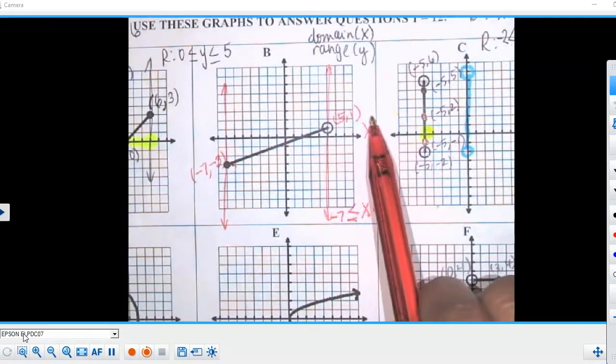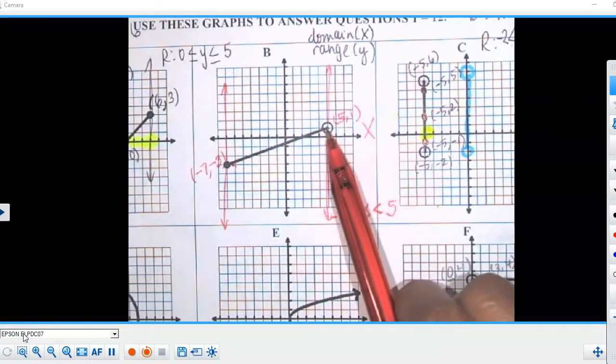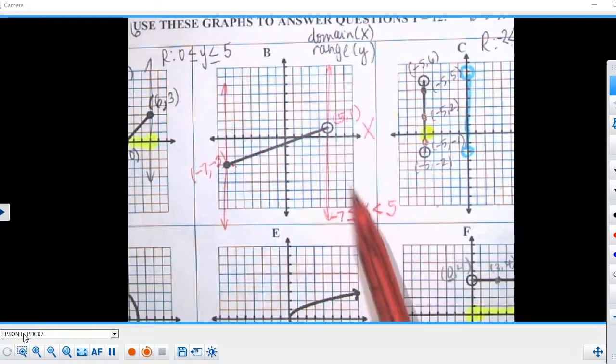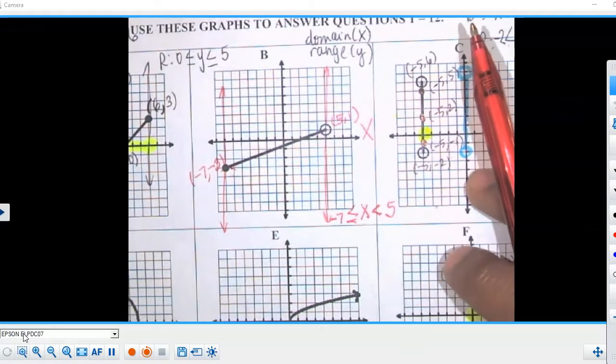Because I'm not a 6 over here. The function's not over here at 8, 10, 20. It stops right there. And it's an open circle, so I say x is not equal to 5. You know what I'm saying? So hopefully that makes sense.